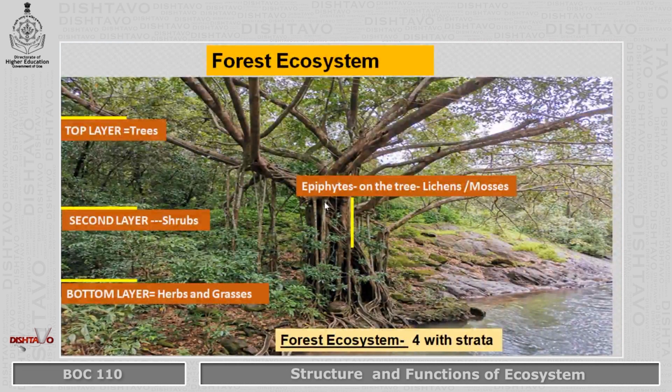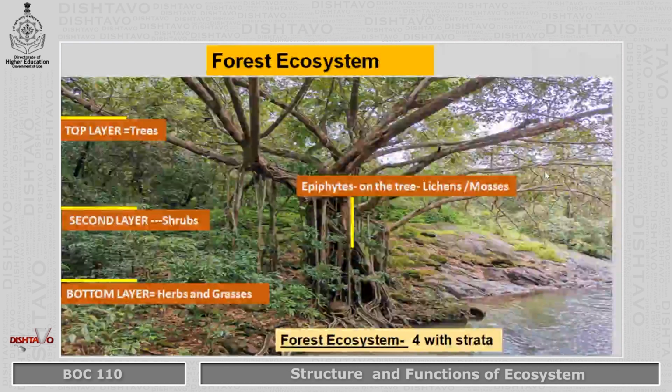There can be epiphytes, lichens, and mosses which are growing on the tree, and some growing on the ground. So they will be having a different strata. So this is stratification. We can understand stratification by looking at this forest ecosystem.